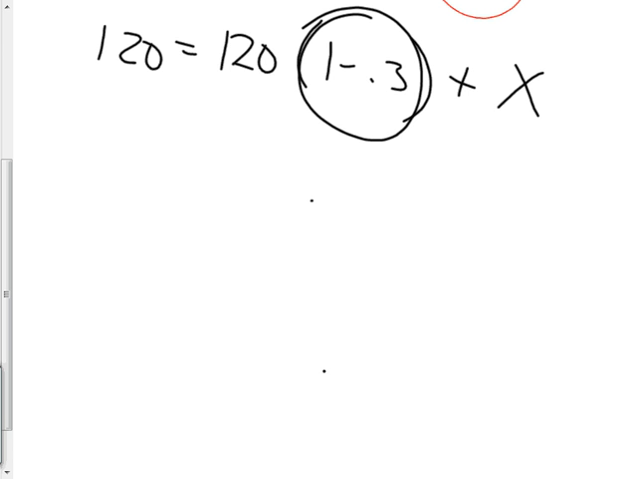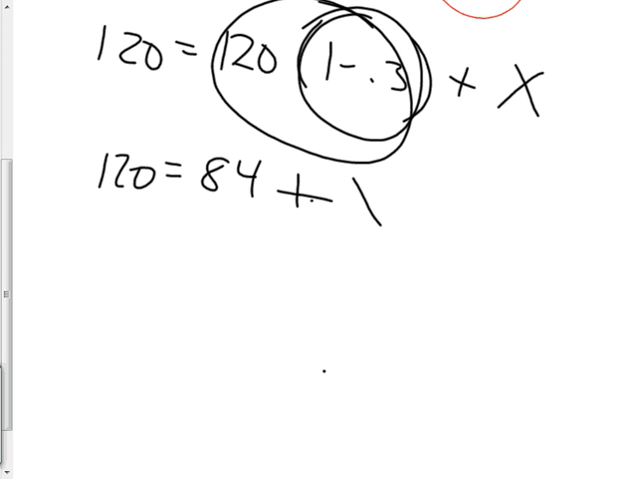That's 0.7 times 120. What's 0.7 times 120? 84. 120 equals 84 plus X. And then subtract 84. What's X? Final answer? 36. So we have to add 36 grams of chlorine every whatever period of time this is, if it's based on weeks or months or years, however often we were doing it. So if we add 36 over and over and over again, it's going to maintain a level of 120.